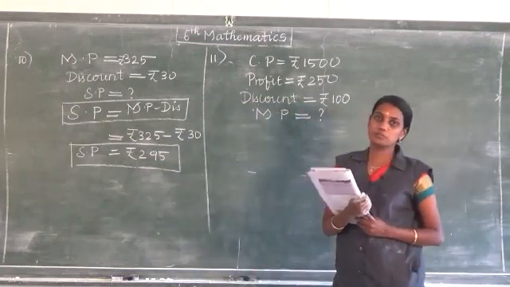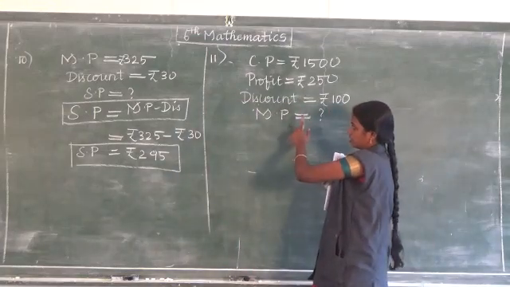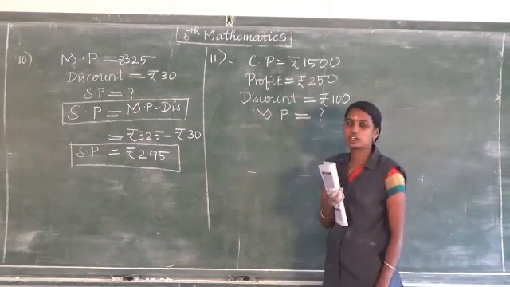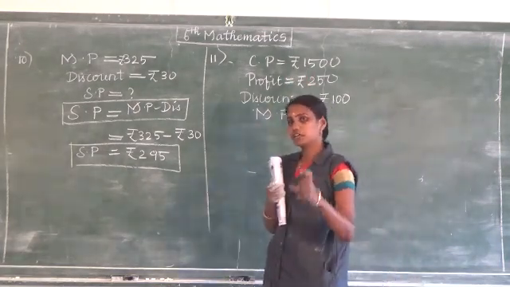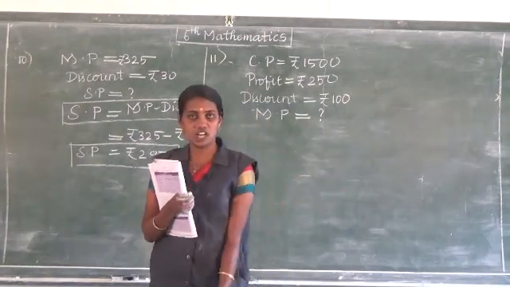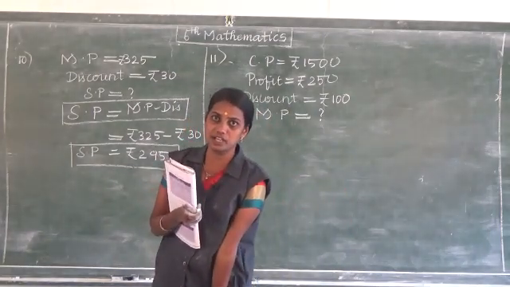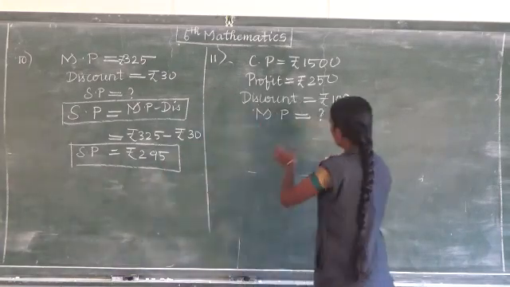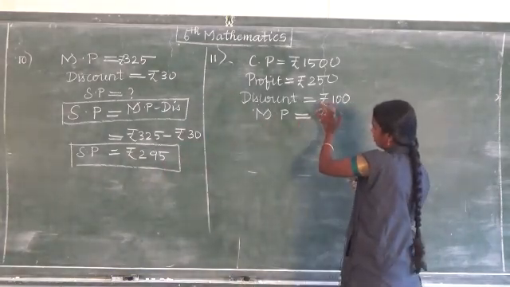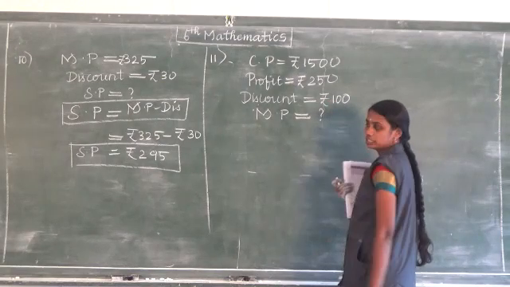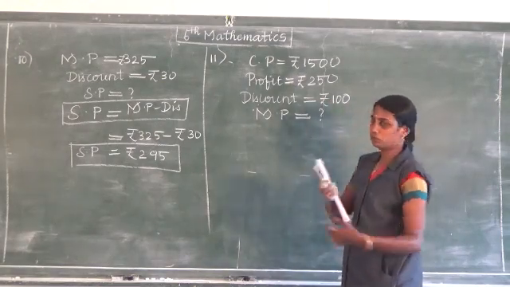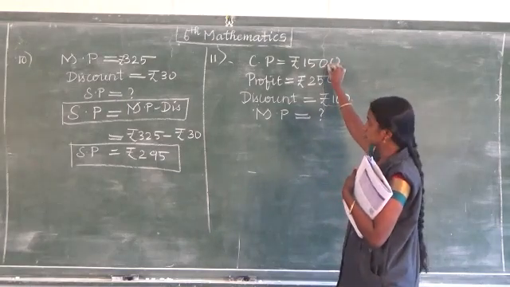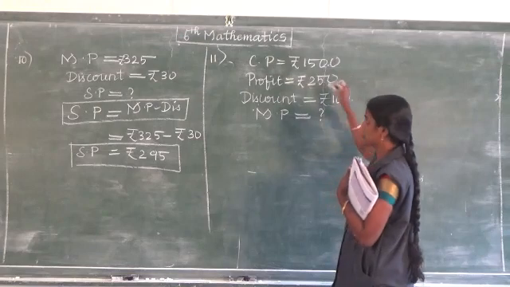So now listen to me, my dear boys. The marked price will be more compared to the cost price. Why will the marked price be more? Because from the marked price only you will always get the discount. Yes or no? From the marked price only you will get the discount. So the marked price will be more compared to the discount. After discount only we will get the cost price. Then the profit amount you are getting.